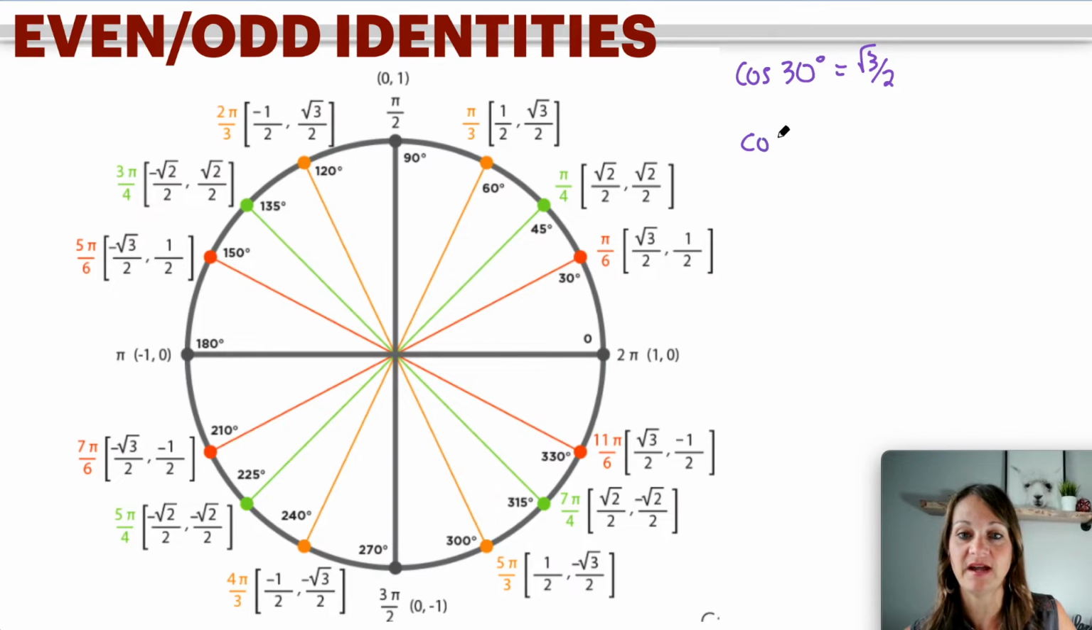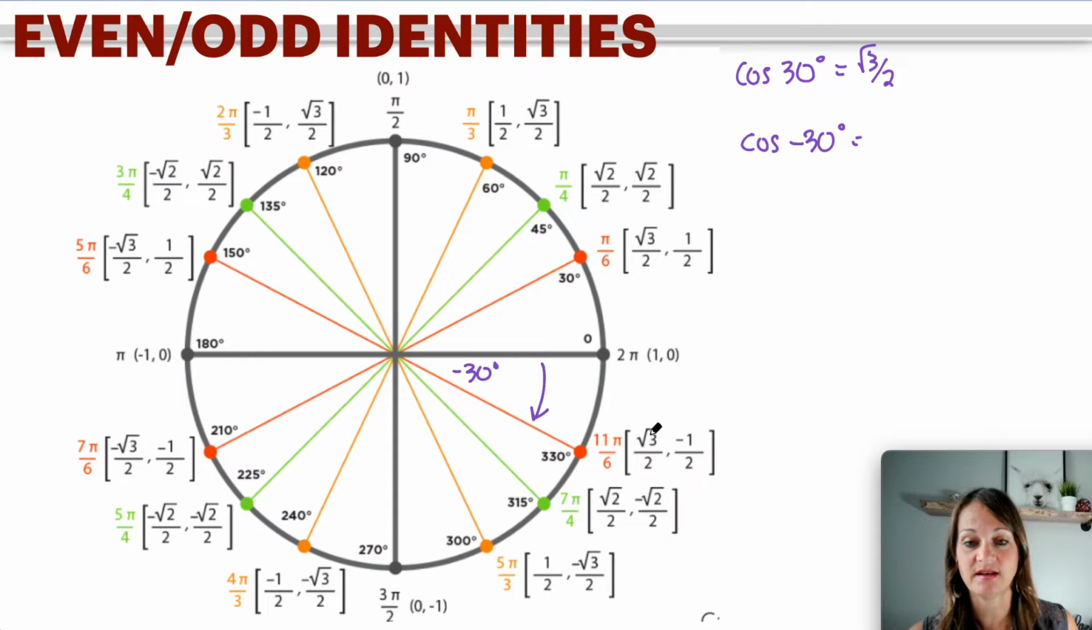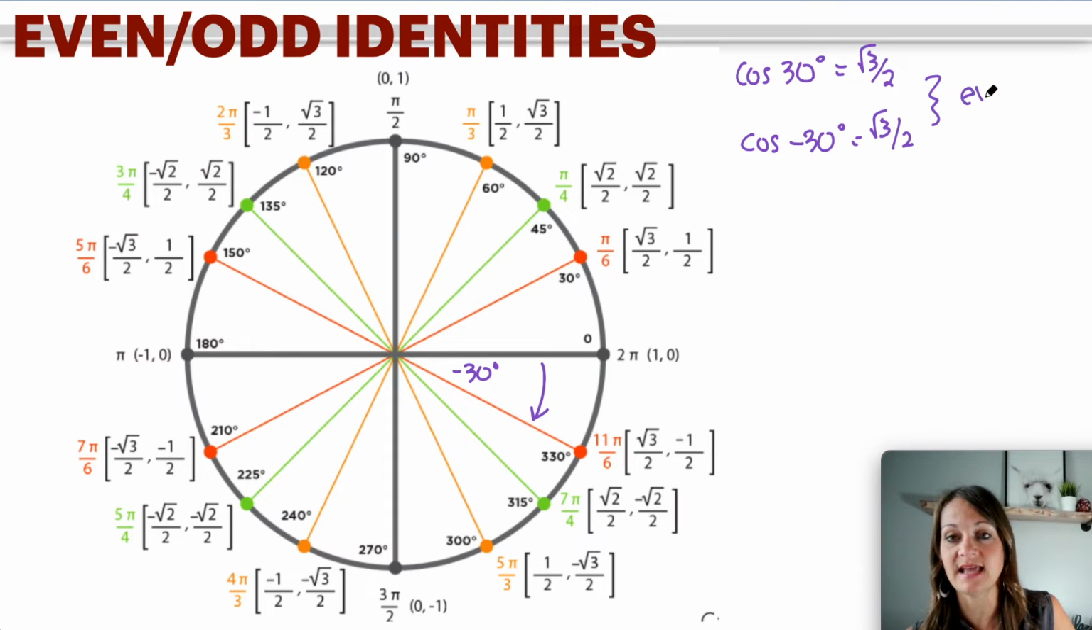Well, if I find the cosine of -30 degrees, from a coterminal angle, negative means I am going in the opposite direction, which is the same thing as 330 degrees. So -30 degrees would be going this way, and the cosine of that, my x value, is still a positive square root of 3 over 2. So cosine is actually an even function.